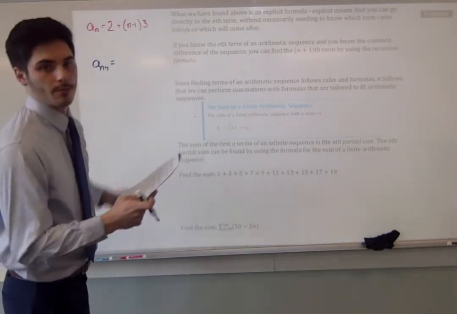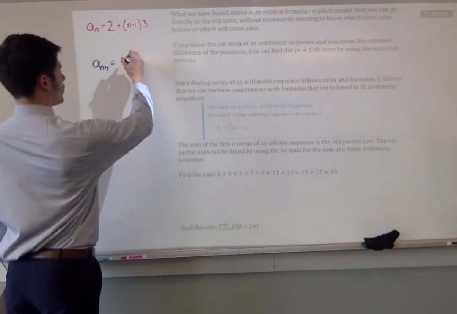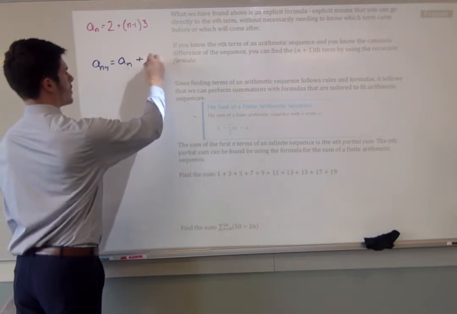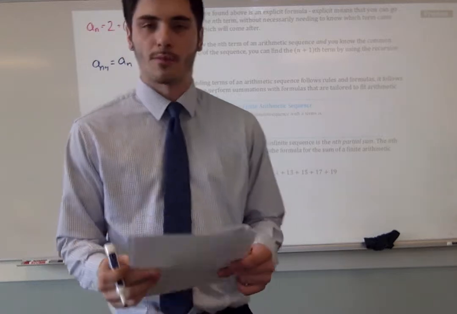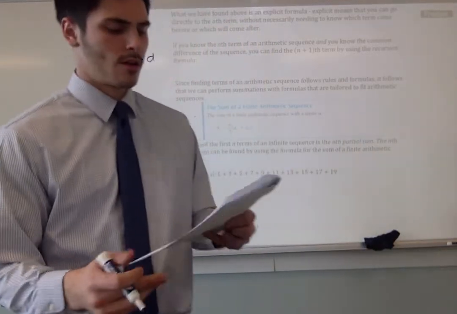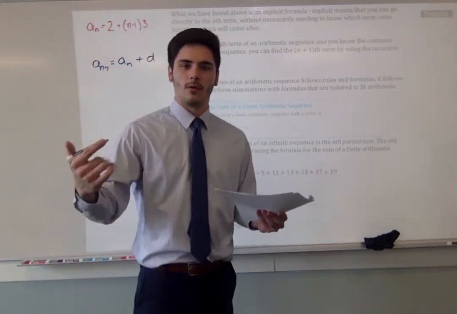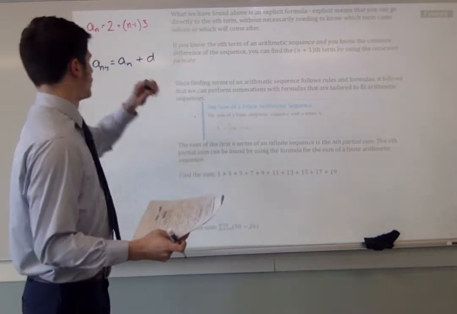But we know that the next term is going to be equal to the previous term plus the common difference, right? Because that's how we found the patterns in our arithmetic sequence in the beginning, is we could just go from 7 to 11 to 15 to 19, right? And we just add 4 to the term before. So that's what this formula means.